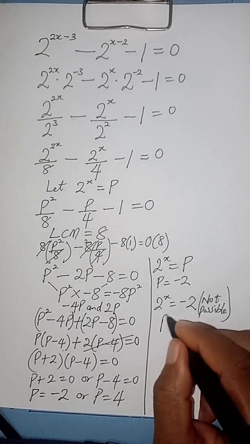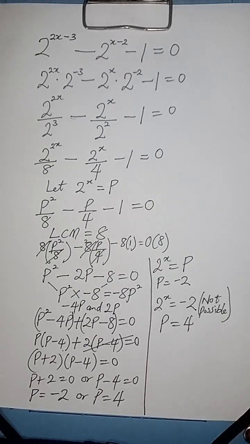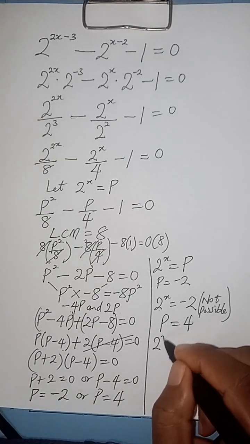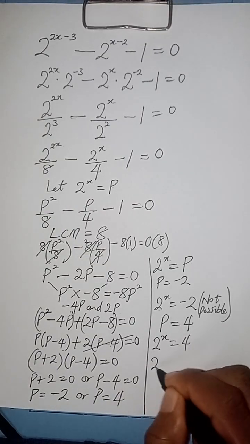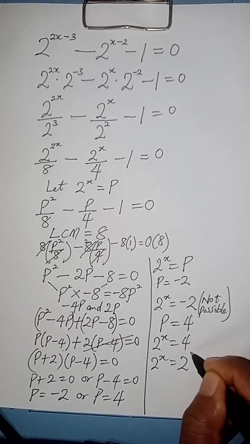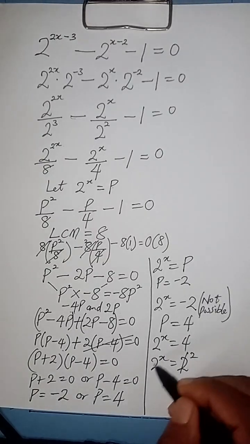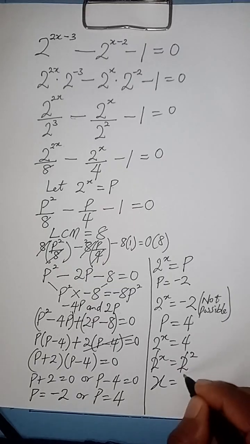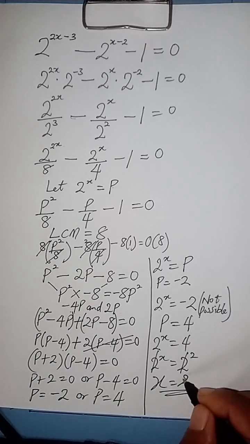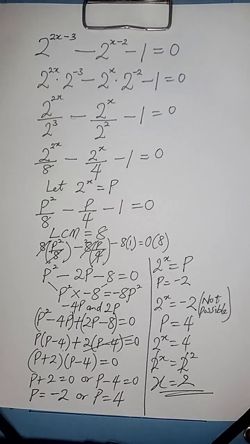I'll try the next value of p, which is 4. So 2^x equal to 4, which is 2^x equals 2 raised to power 2. So here I can cancel out the base and equate the power, and x is equal to 2. That's what I'm looking for. And that's the solution to the question.